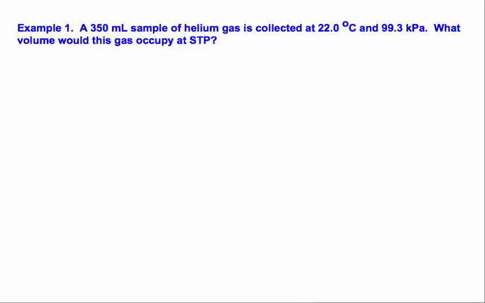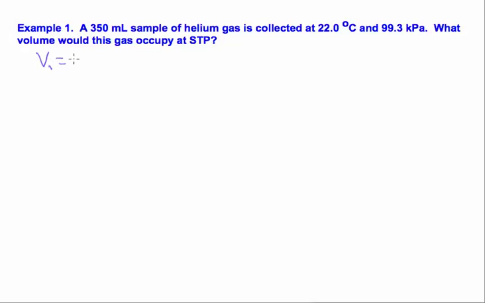This problem says that we have a 350 milliliter sample of helium collected at 22 degrees Celsius and 99.3 kPa. What volume would this gas occupy at STP, which stands for standard temperature and pressure? So we always start by writing down what we know.